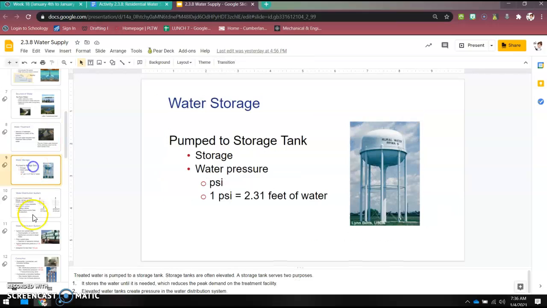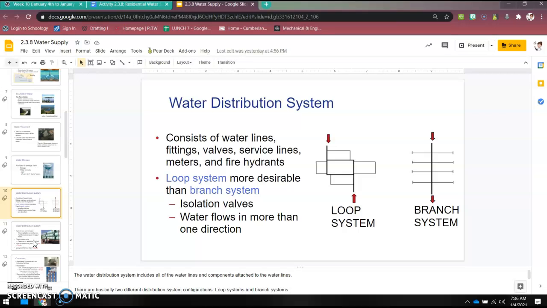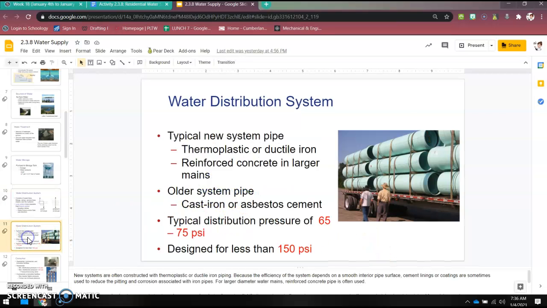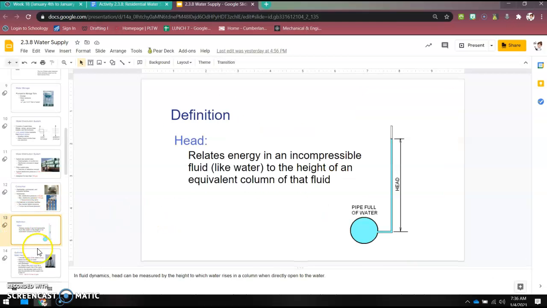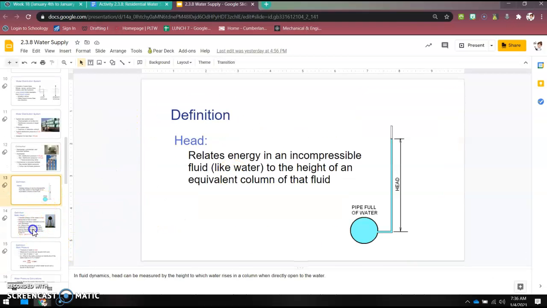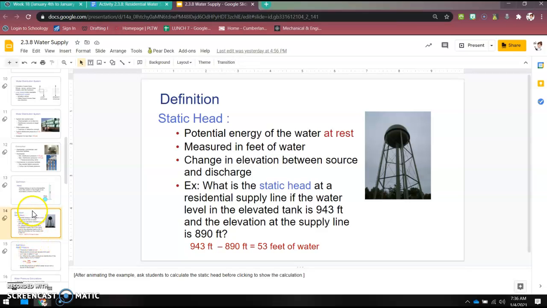it talks about water distribution, talks about water treatment, what PSI is, talks about 2 different types of water distribution systems, loops and branch. Then we go back to water distribution systems, consumers. So here you go for residential, the minimum distribution pressure is 40 PSI, the maximum is 80, the pressure reducing valve. Because 80 PSI coming out of a nozzle into your skin doesn't feel great. So pressure reducing valve. Commercial or industry will be higher. Got a bunch of different definitions for you. Head, static head. You will be calculating these things. So how to calculate static head.